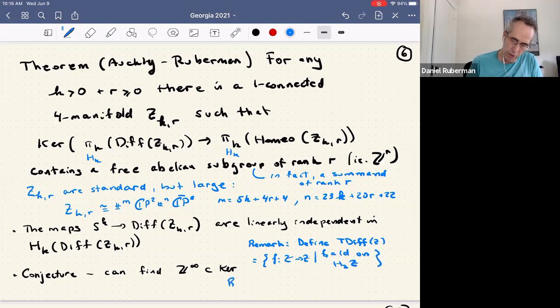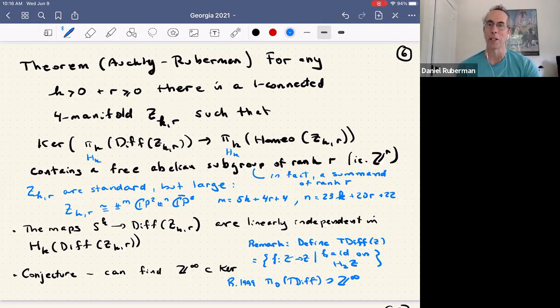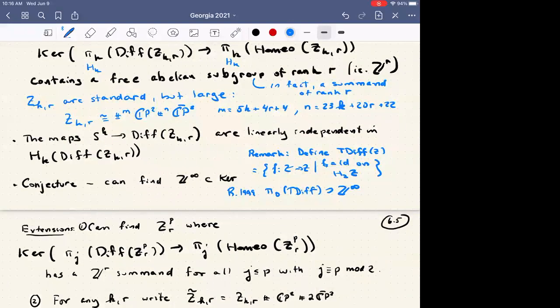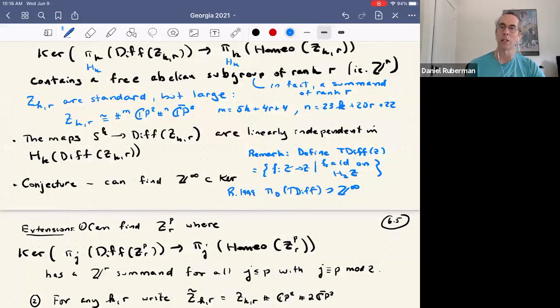Then in fact, I showed a long time ago, the following year, maybe 1999, that if you take pi 0 of T diff, well, again, the kernel, this contains a subgroup of infinite rank. But actually in the abstract of my paper, I wrote that in fact pi0 of diff contained a subgroup of infinite rank. But of course, that's not what the paper says. I guess I was under the illusion that was the case, and didn't do a good job of proofreading when I wrote the abstract. In any case, Z here is again the same Z. Similar collection of Z's.